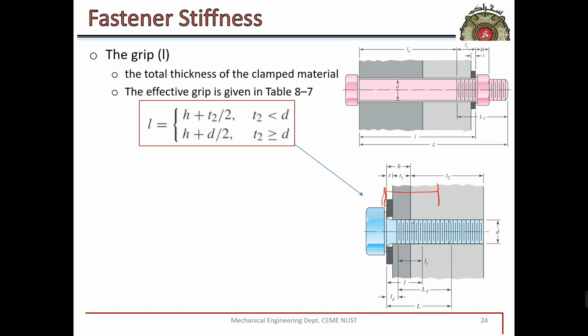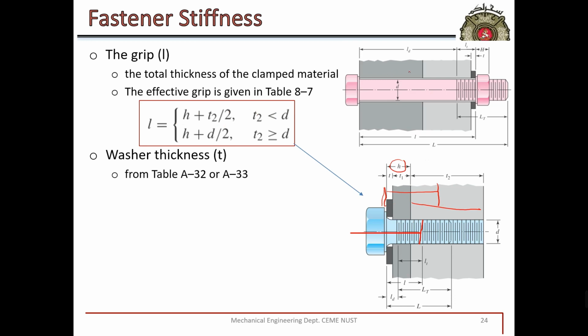But here, as we don't have any nut, we have to calculate an equivalent distance, which can be calculated from this empirical formula. What is H? H is the washer thickness plus member 1 thickness. This is H. T2 by 2. If the second material thickness is greater than the diameter of the bolt, then we have to use this equation. Otherwise, if this thickness is less than the bolt diameter, we have to use this equation to calculate lead.